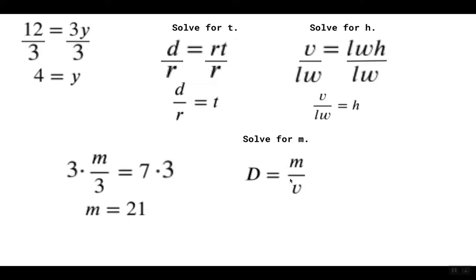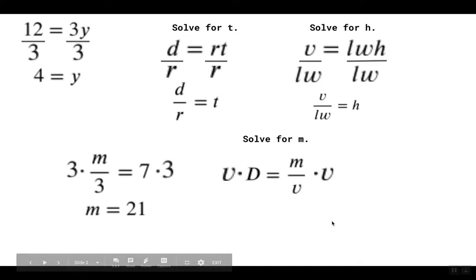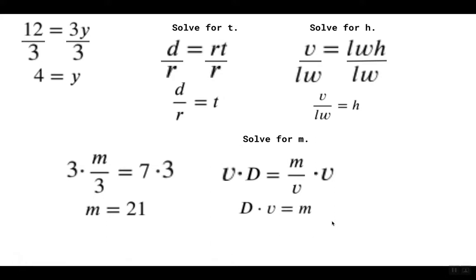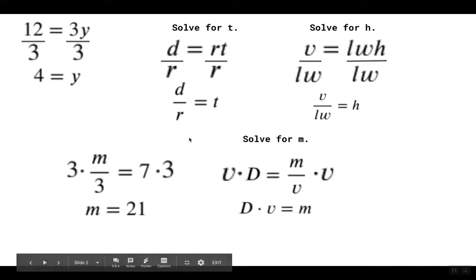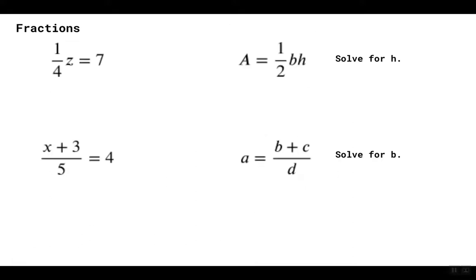So I need to do the inverse operation of division here. So I'm going to multiply both sides by V. These V's are going to cancel. I'll be left with M, and I've got V times D, so I can write that as D times V or dV. Okay, so there's all your little one-step looking equations. Kind of weird, huh? Well, let's look when they give us some fractions.